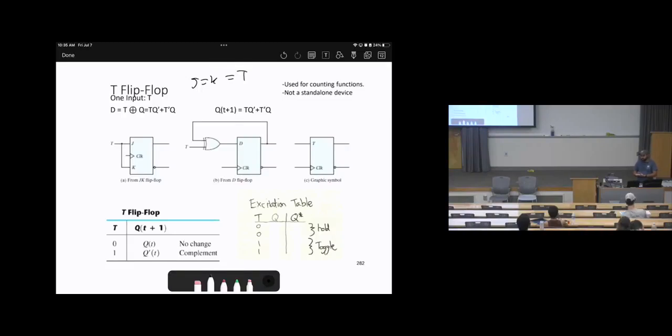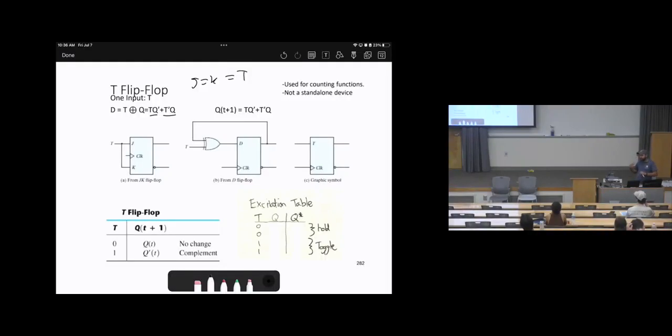This is another version. Therefore, the equation will be T Q bar plus T bar Q, which is the same as exclusive OR: T exclusive OR with Q. So you have the option to use exclusive OR, or you can just say T Q bar plus T bar Q. Then the T flip-flop is easier than JK because we have only one input. So we are like climbing a hill, starting with the simplest and going to more complicated, but if you understand the basics, it will be easier to understand the next.